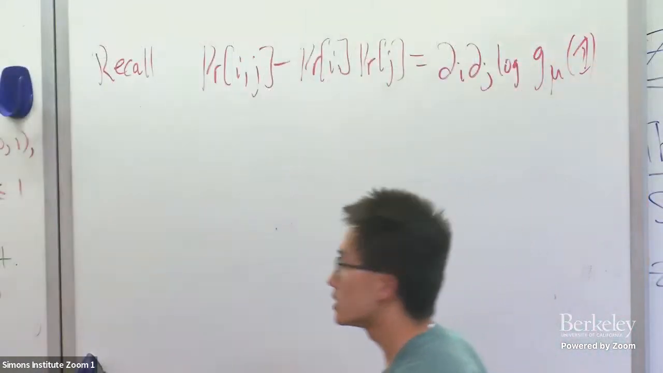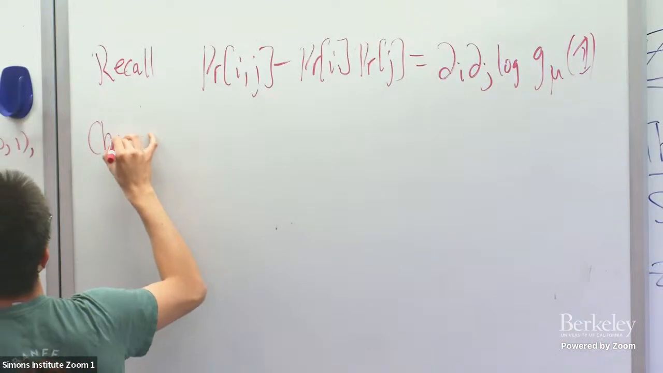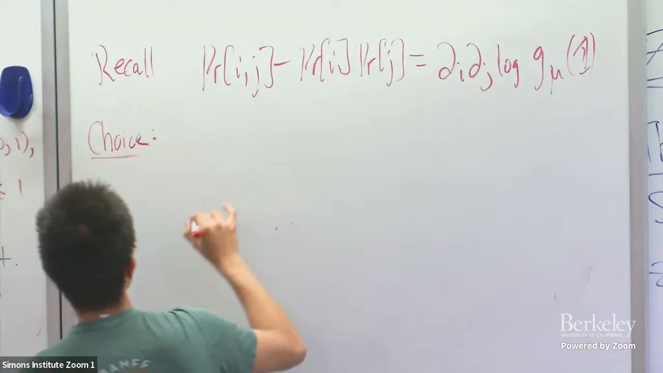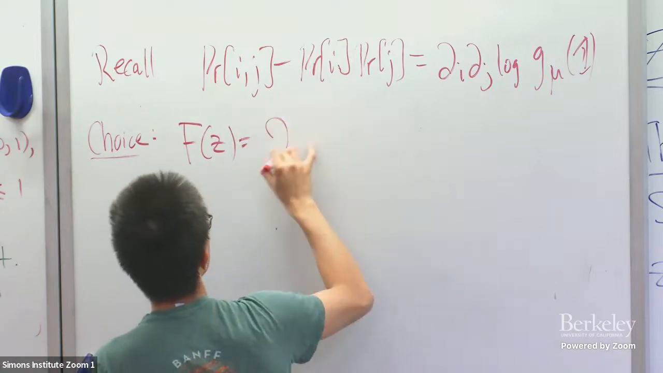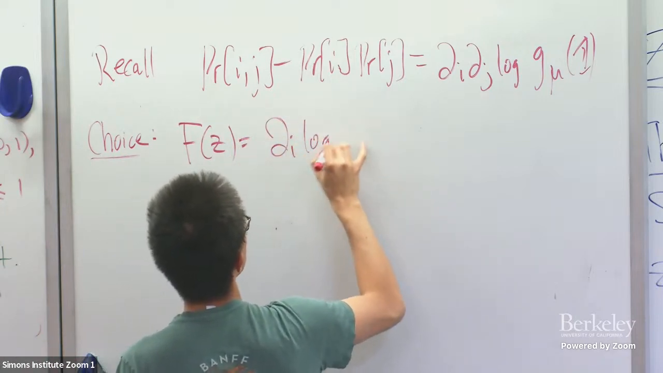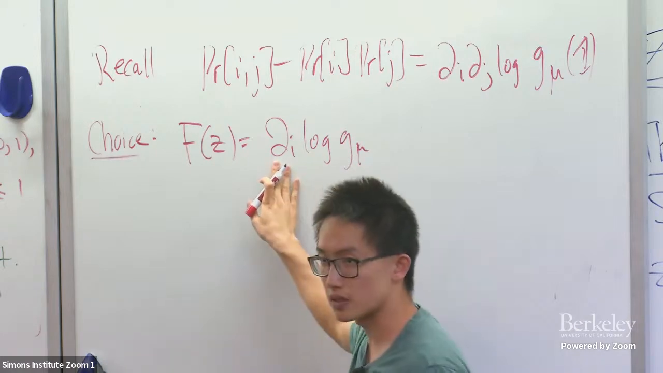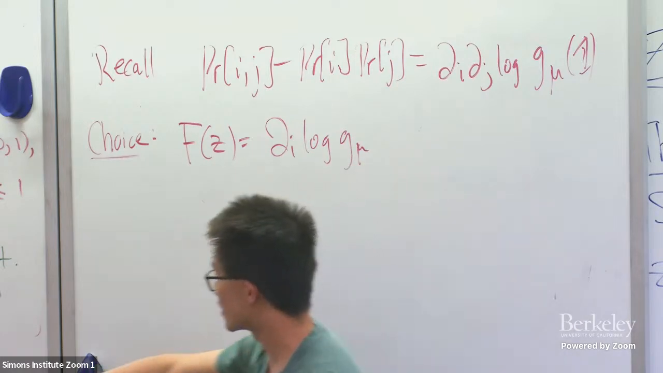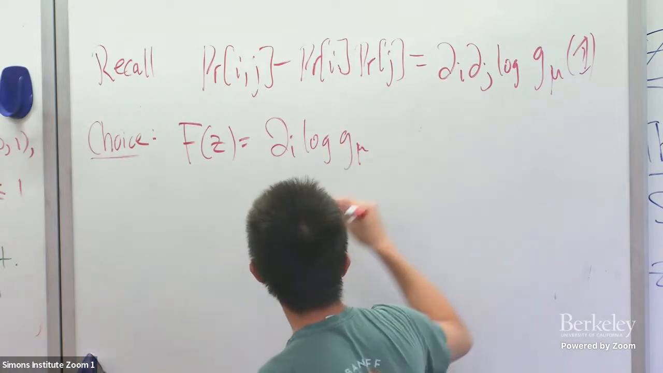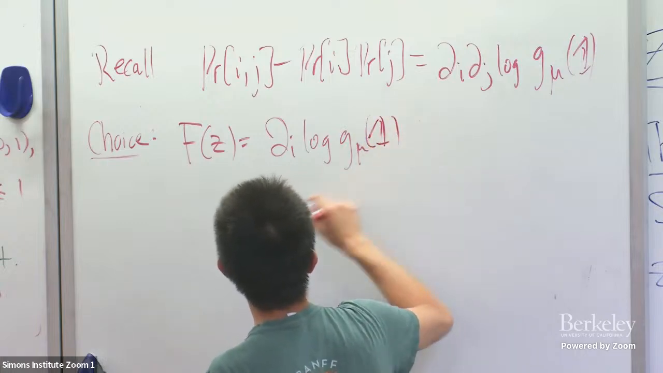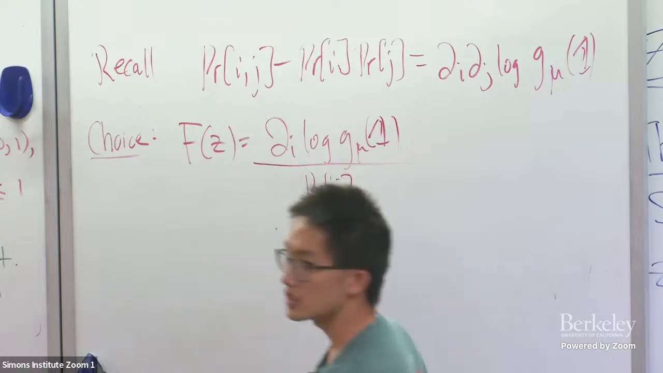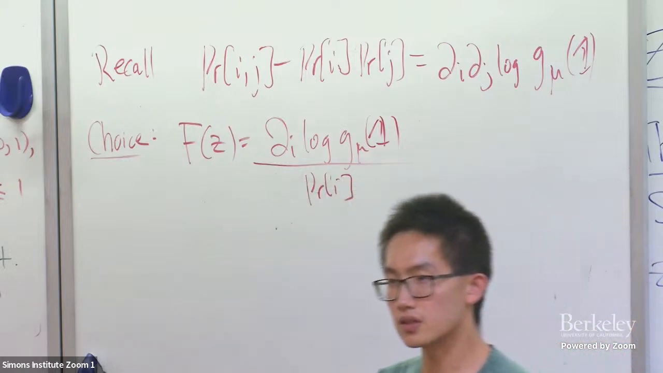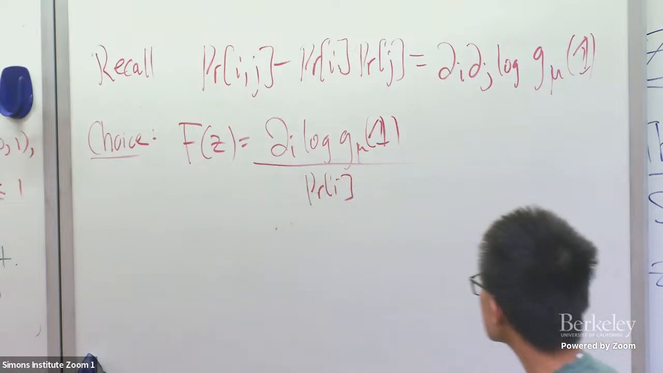Okay, so here will be my choice. f of z will just be: I differentiate log of g mu only with respect to the ith coordinate, because once I differentiate with respect to j, I'll get my second derivative. And then for normalization purposes, divided by, say, the probability of I, just so I get an influence and not just a correlation or covariance.